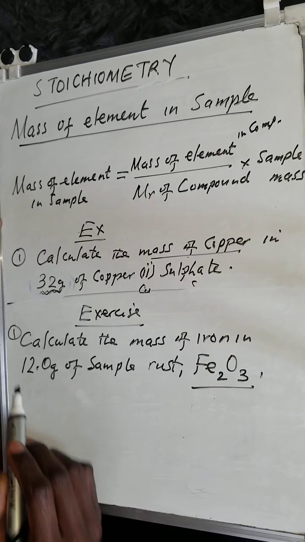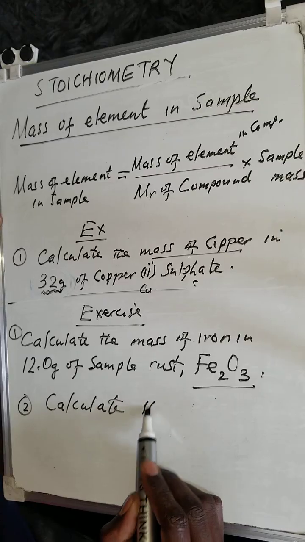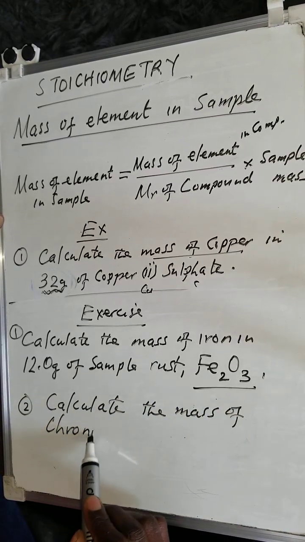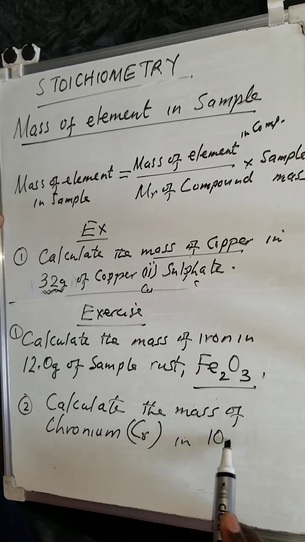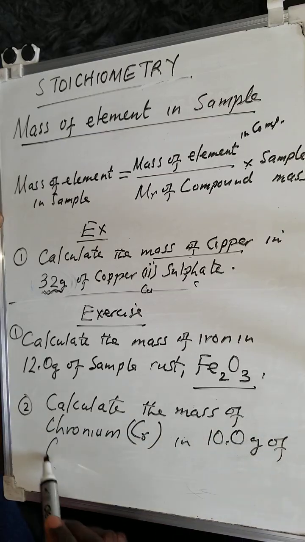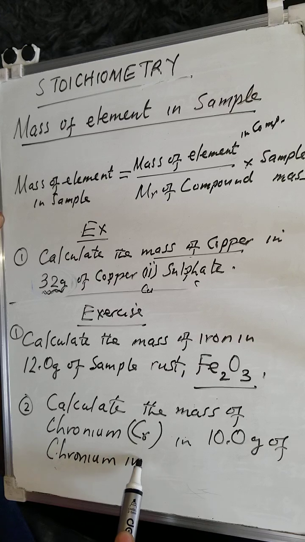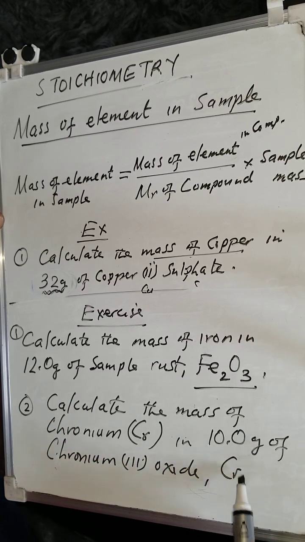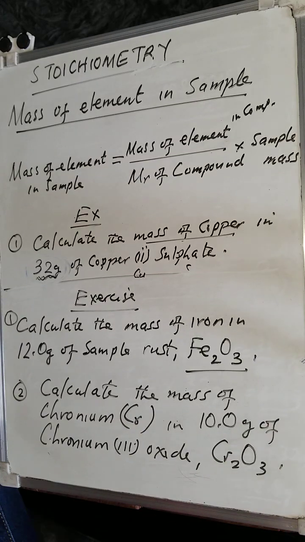So you calculate that. Then the other one, I can tell you to calculate the mass of chromium in 10.0 grams of chromium 3 oxide. Yeah, so you calculate the mass of chromium in chromium 3 oxide. So those are questions that you can work out and see if you can do them.